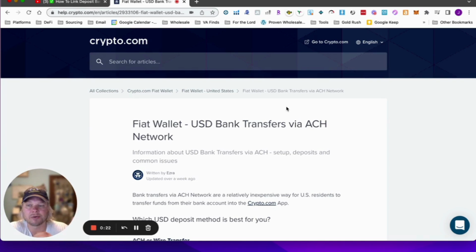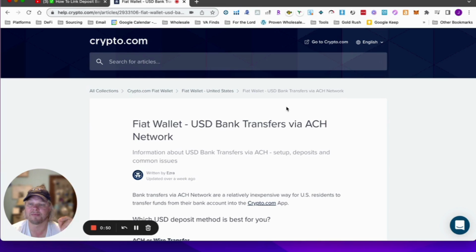And I use crypto.com. There are other services out there, as mentioned before. There's FTX, there's Coinbase, there's whatever. Crypto.com is what I know. So this is what I'm going to go over. In step 3, you're going to want to link your bank account to crypto.com through ACH.